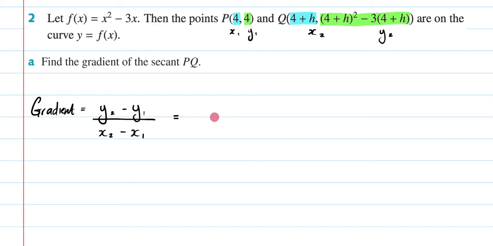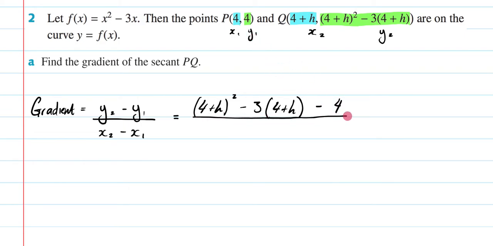Okay, so this is going to be 4 plus h, squared, minus 3 times 4 plus h, and then minus my y1, which is 4. Then I'm going to divide that by x2, so 4 plus h, and I'm going to subtract from that my x1, which is 4.